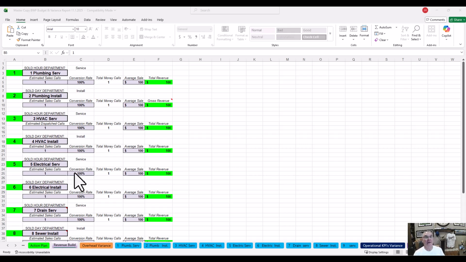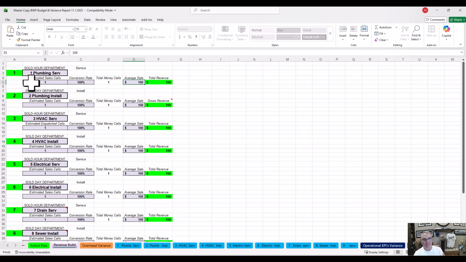Anyways, this is a tool for you guys to use, and I use this as a weekly basis tool for each one of my department managers. So say, okay, what's our estimated sales calls? How many calls are we going to get? When I say sales calls, they're service calls. Okay, how many are there? What's our conversion rate going to look like? What's our average sale going to look like? So we're setting that up ahead of time in their heads.